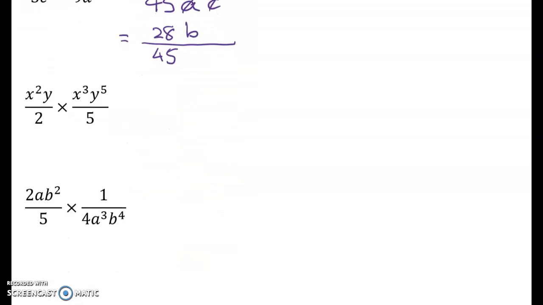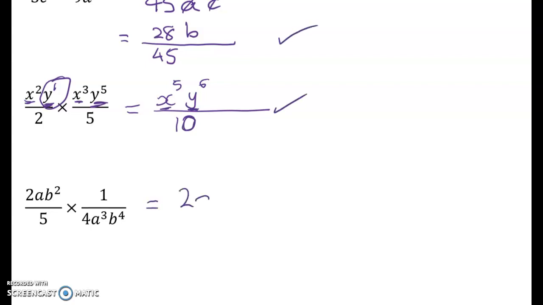Right, 2 more for you to try, so pause the video and have a go. What we need to remember here is that we add the powers when the bases are the same. So we have x squared times x cubed gives me x to the power of 5 times y to the power of 6, right? Because this is y to the power of 1. And in the denominator, we've got 2 times 5, which is 10. There's no simplifying to do here, right? I've got no number simplification, and I've just got x's up here and y's up here. So that one's finished.